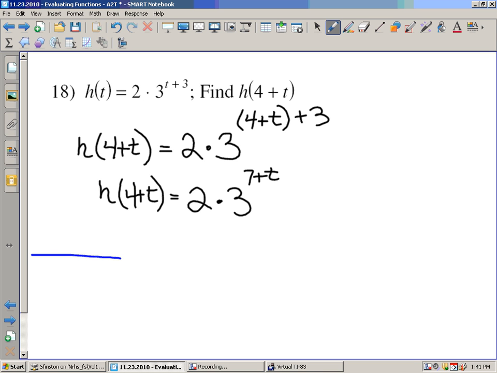Okay, this is a side note. Let's do 2 times 3 squared. What is 2 times 3 squared? Okay, 2 times 3 squared is 18. That's 2 times 9, that's 18.